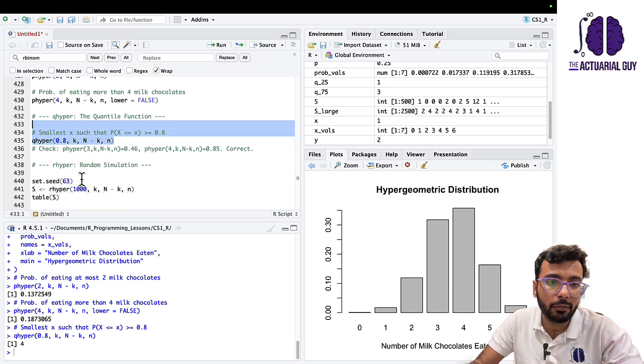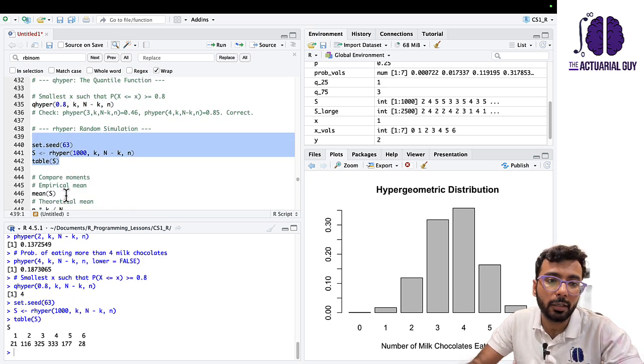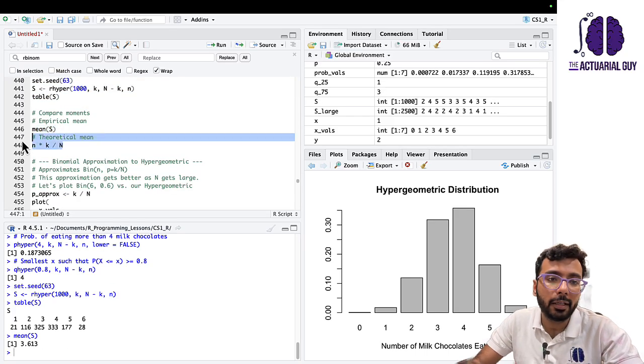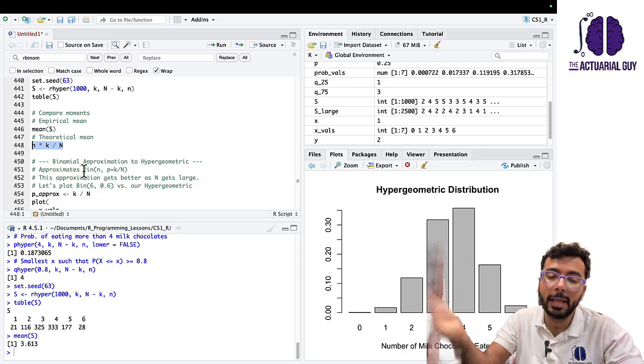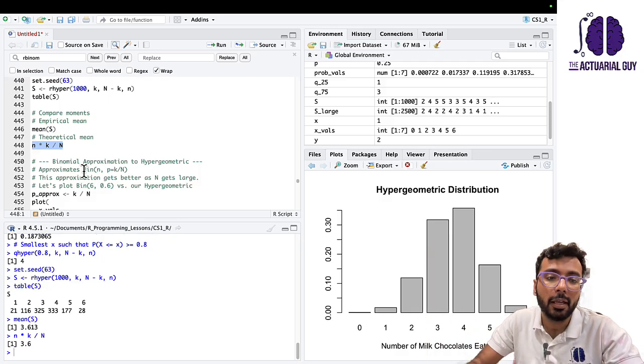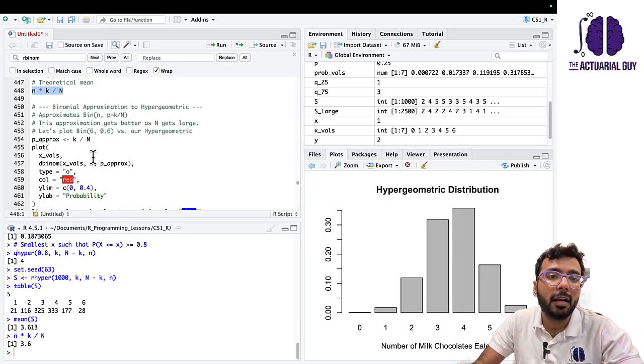So this is just the inverse of the CDF function, and then you're also able to simulate values from this hypergeometric distribution. From these simulated values, you're able to calculate the mean, and you compare it against the theoretical mean, which in this case is just your sample size multiplied with how many successes you have in the population divided by the population size. So that's also 3.6. They're fairly close, and of course the difference is because of sampling bias.